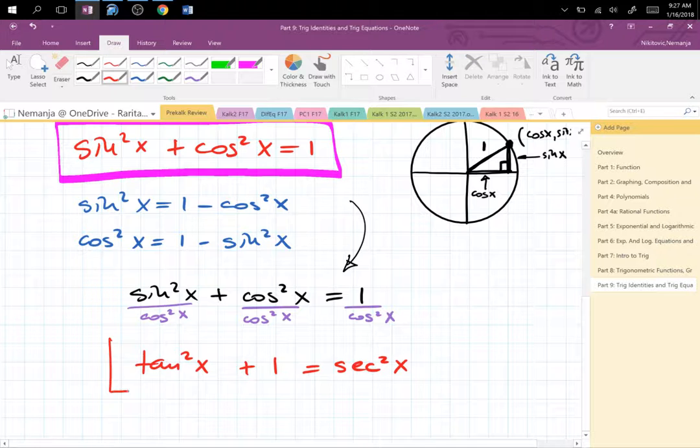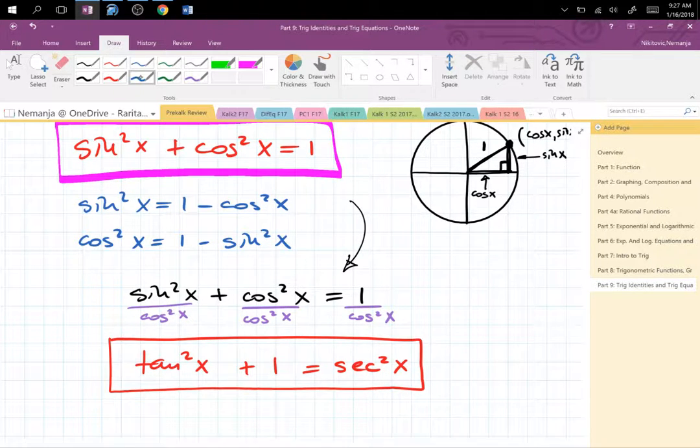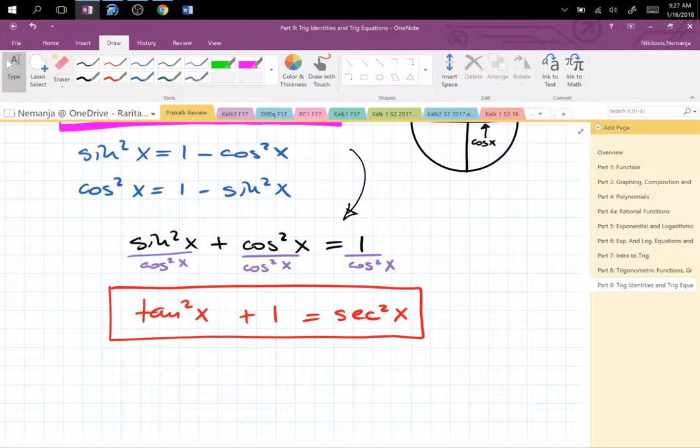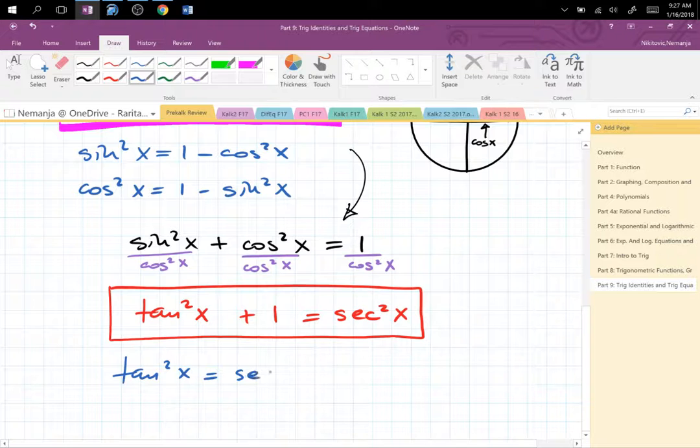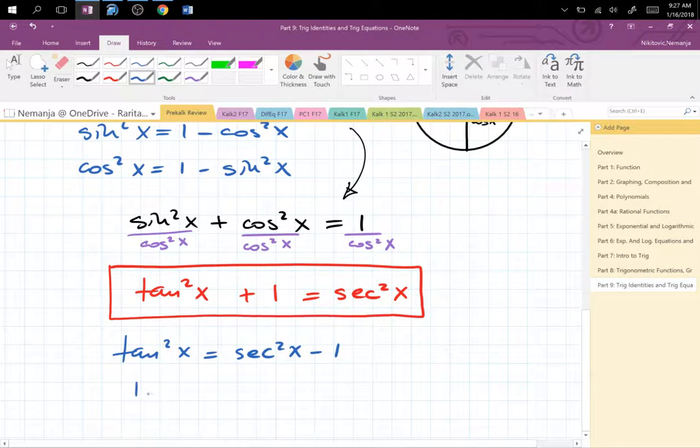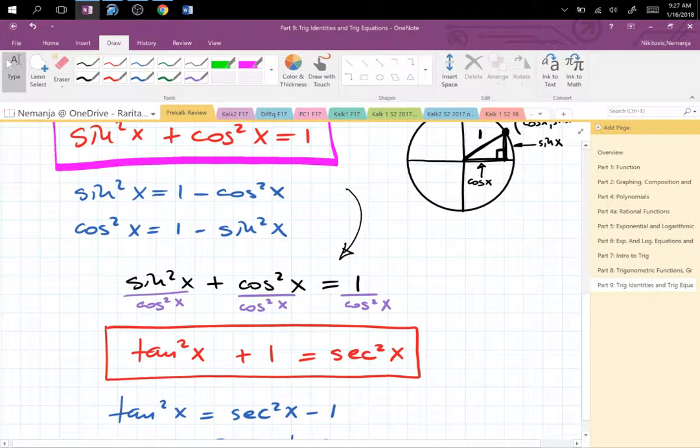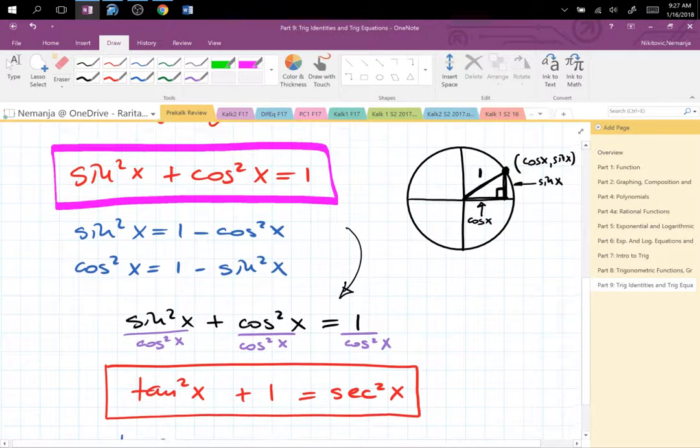And this one is again one of the main ones, and then we can flip it to get that the tangent squared x is equal to secant squared x minus 1, and we can also say that 1 is equal to secant squared x minus tangent squared x. So those are again lesser, should I say less important.